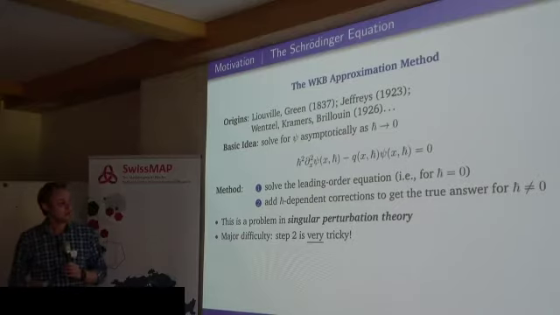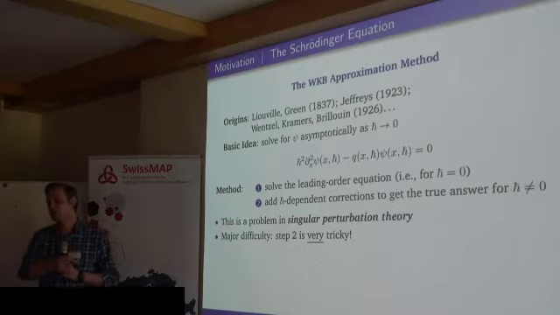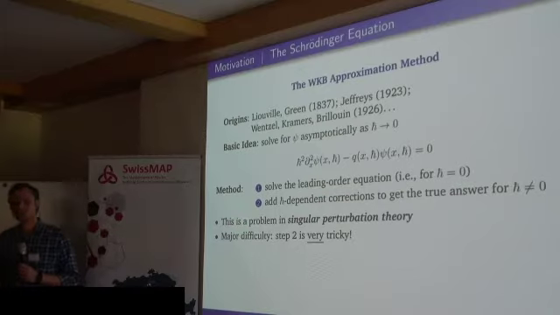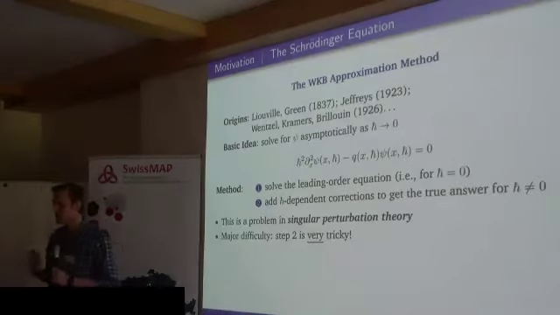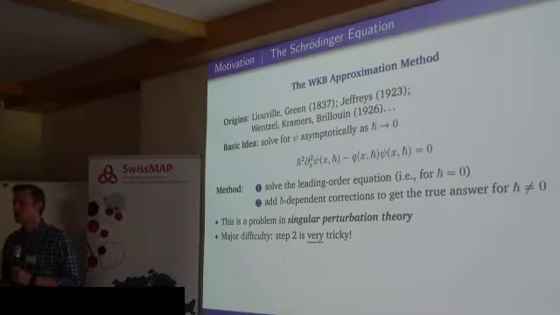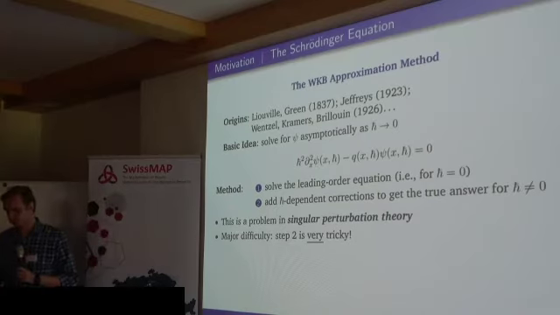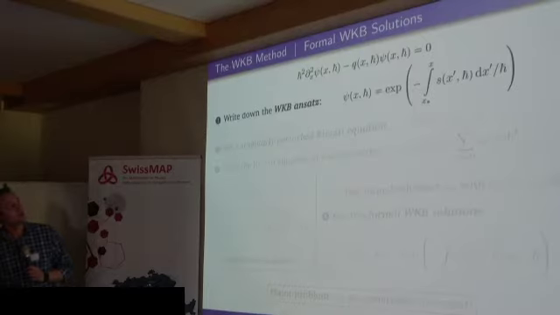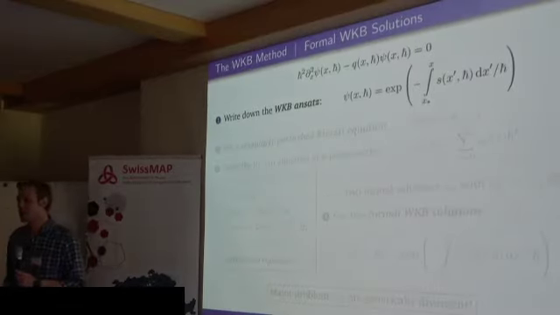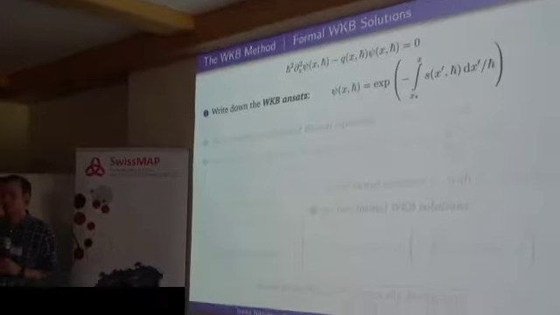Okay, so I already mentioned that the meaning of the leading order equation needs to be interpreted correctly. That's one subtlety. But the other thing is that number two in this method is a very, very difficult, tricky step, which is what basically this talk is about. Okay, so here's how the WKB method for the Schrödinger equation goes in detail.